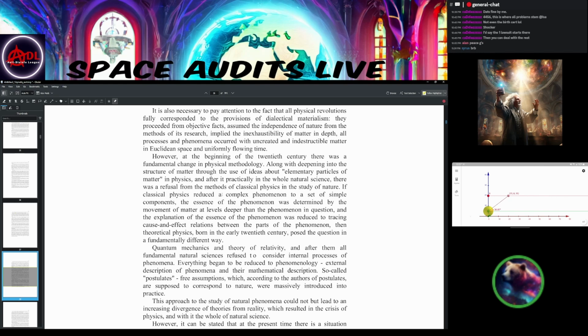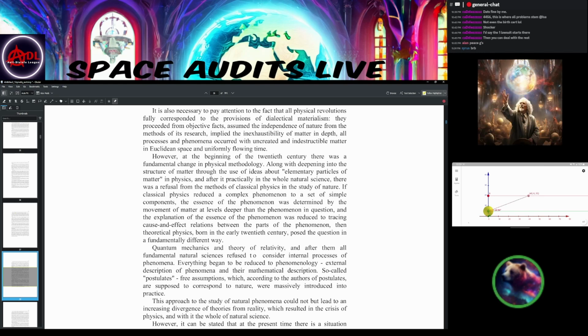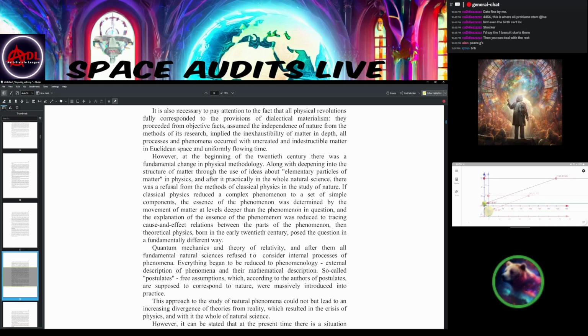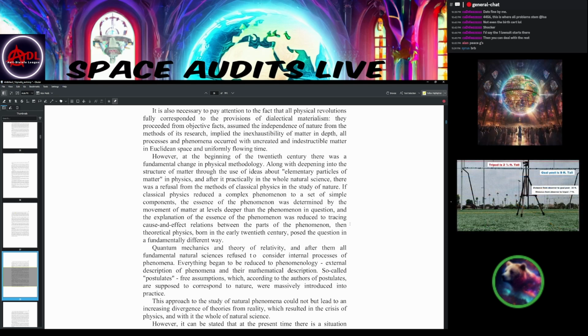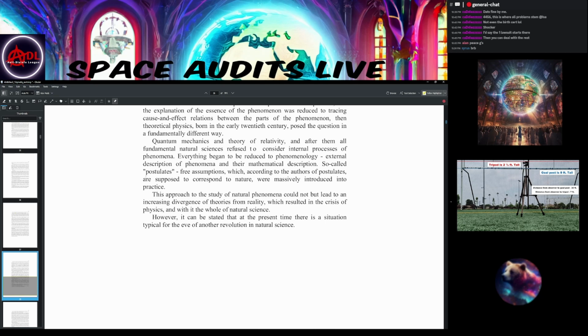If classical physics reduced a complex phenomenon to a set of components, the essential phenomenon was determined by the movement of matter at levels deeper than the phenomenon in question, and the explanation of its essence was reduced to tracing cause and effect relations between the parts of the phenomenon. Then theoretical physics, born in the early 20th century, posed the question in a fundamentally different way.